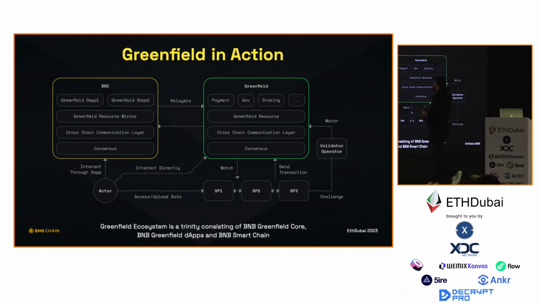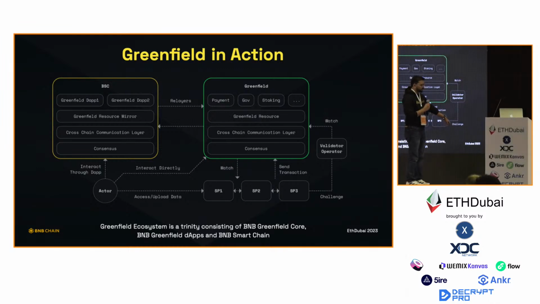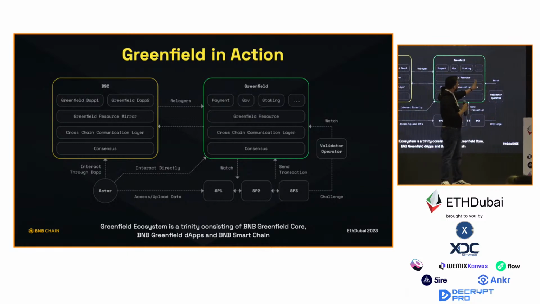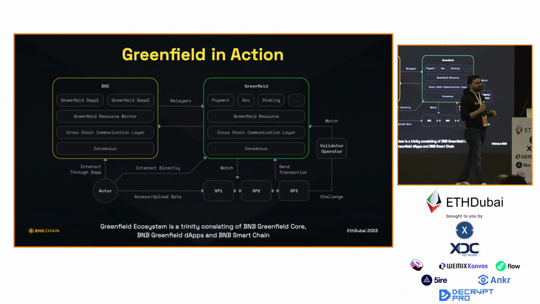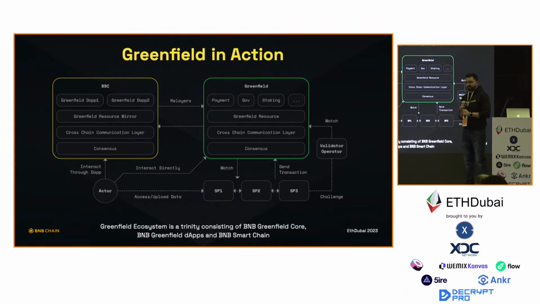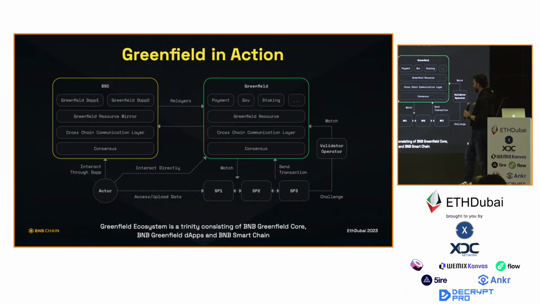So this is where your challenge is coming. Here is the proof of challenge. We have requested the data from the storage provider. Storage providers will be checked by the validator operators, and they will watch whether the Greenfield storage provider is providing the data or not in a timely manner. So that is where your proof of challenge part comes in, and this is the whole Trinity series of the BNB Greenfield.